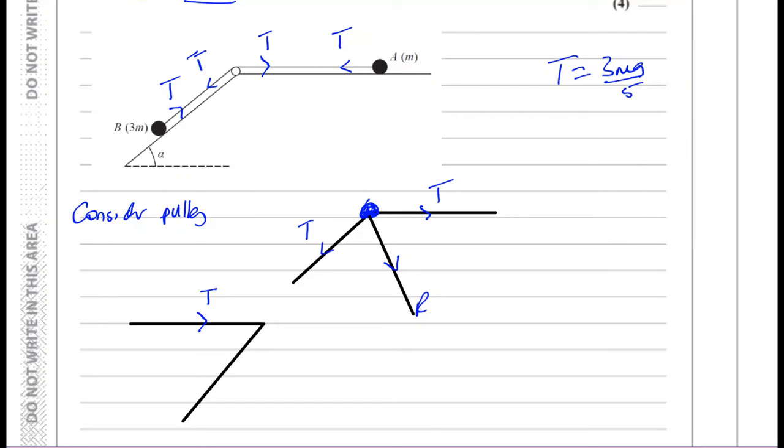Now what I know is that these two have the same magnitude. The resultant force is going to be this force over here. This is the resultant force, call that R. I need to find what R is. I know that this is 3/5 mg and this is 3/5 mg. I need to find what R is.